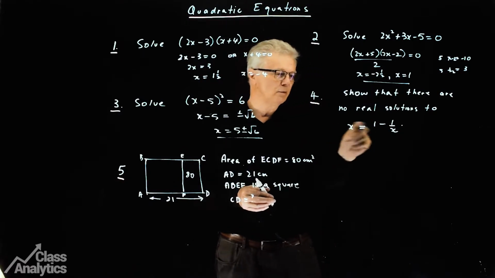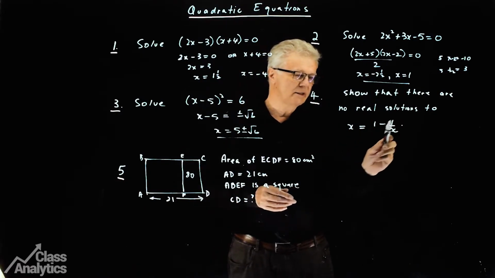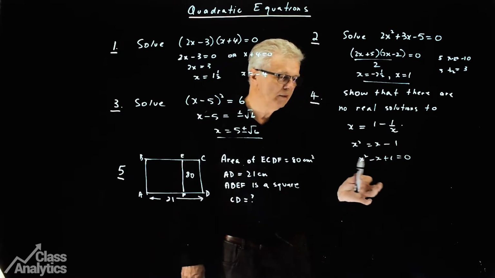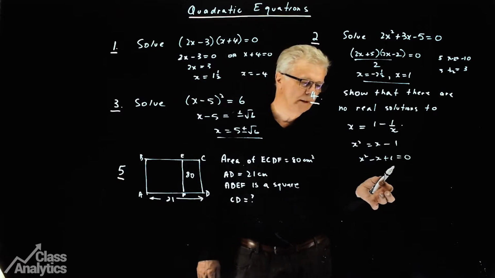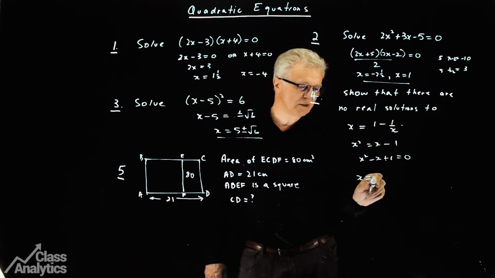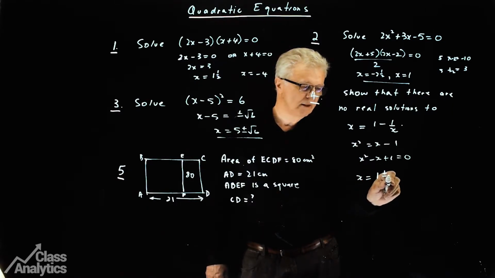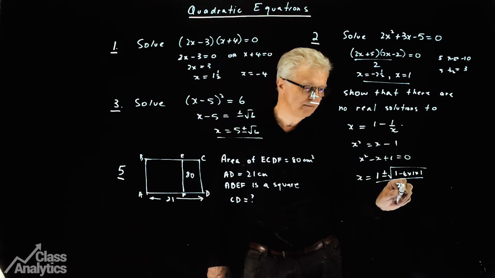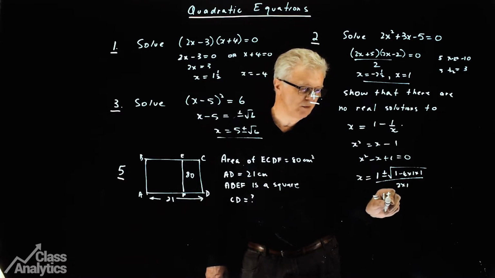Right, over here, show that there are no real solutions to this. Well, first of all, we'll simplify this, and we'll multiply it throughout by x. So that gives me x squared equals x minus 1. So x squared minus x plus 1 equals 0. Now this time, I'm going to use the quadratic formula. So x equals, the coefficient here is going to be minus 1, so it'll be 1 plus or minus the square root of b squared, which is 1 minus 4 times 1 times 1, all over 2 times 1. Now that's going to be 1 plus or minus the square root of, this gives me negative 3.